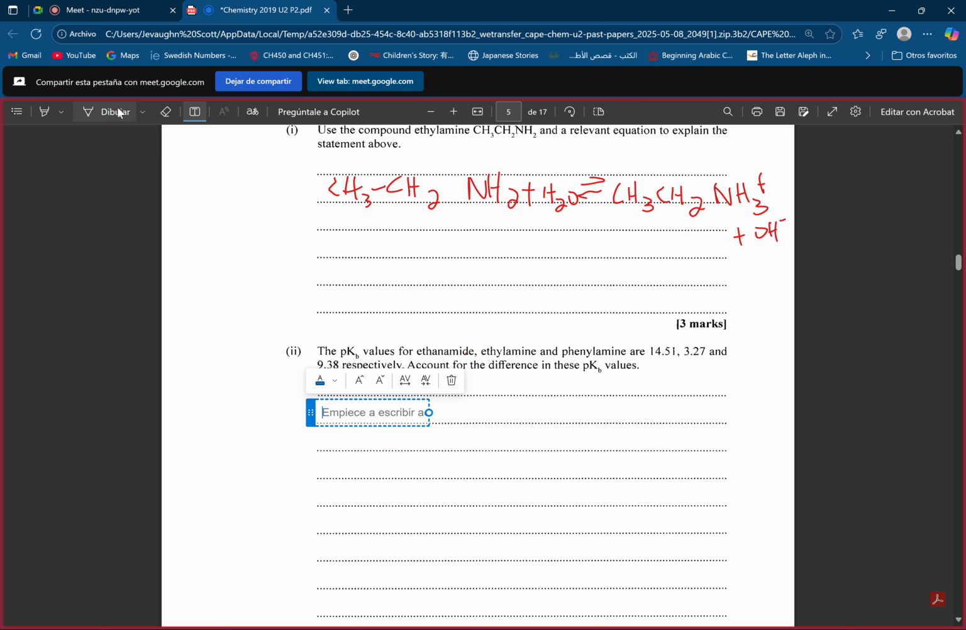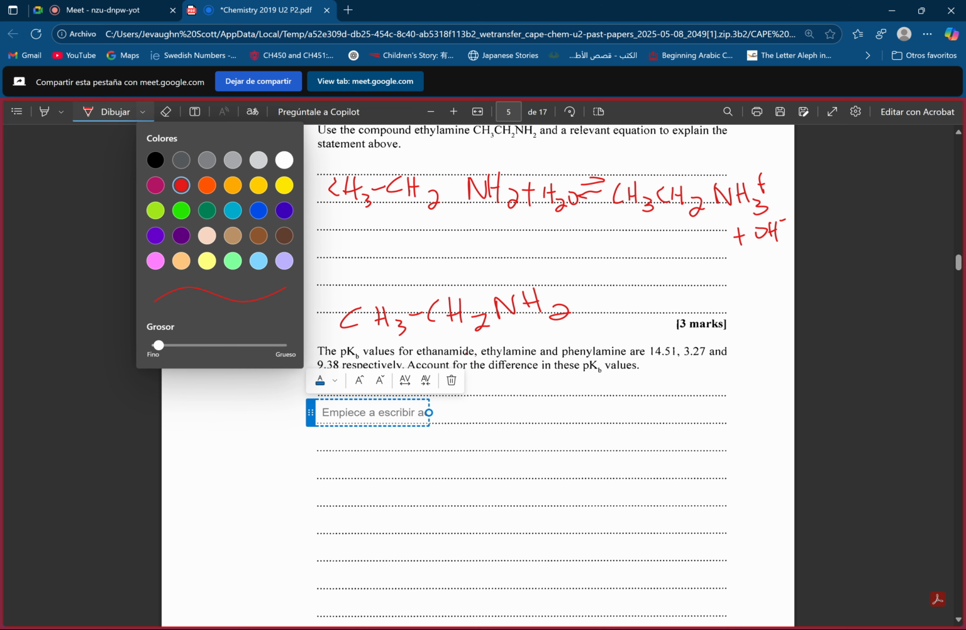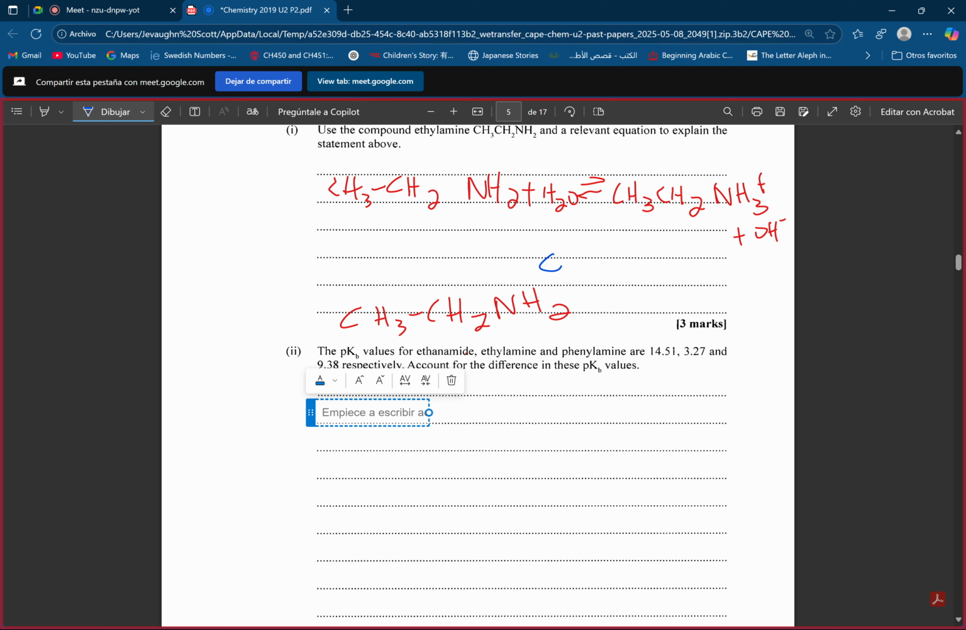Ethylamine? Alright, so the structure for ethylamine. Let's draw that structure then. It's already in this question here. We have that, alright? But ethanamide, right? Ethanamide would be, let me put it in blue to differentiate it. I'm going to put it in the same place up here. Ethanamide would be CH3, CH2.